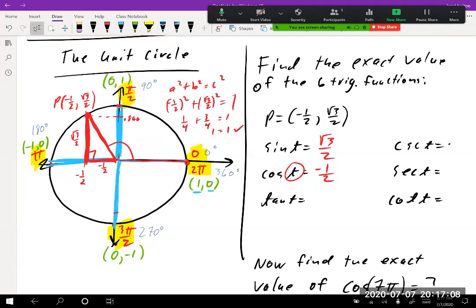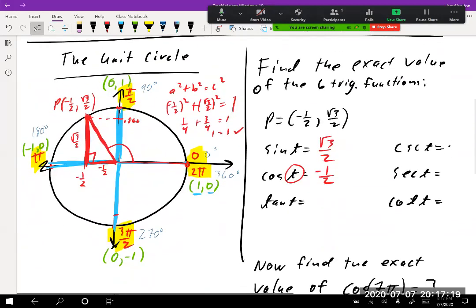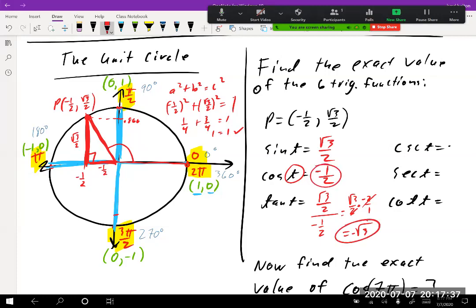So all I did was plug in my x, plug in my y. Now we have tangent of t. So the tangent of t, we see up here, says y over x. So in this case, my y is square root 3 over 2 divided by my x, which is negative 1/2. But that's actually square root 3 over 2 times negative 2 over 1. Cancel, cancel. So we're just going to get negative square root of 3. Okay? So hopefully you guys are okay so far.